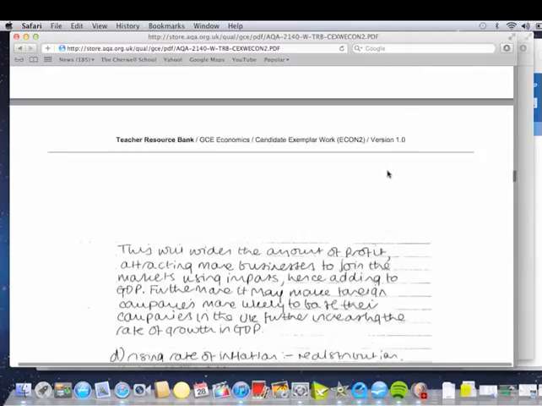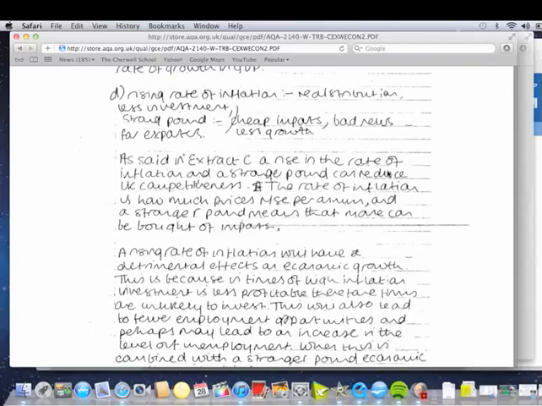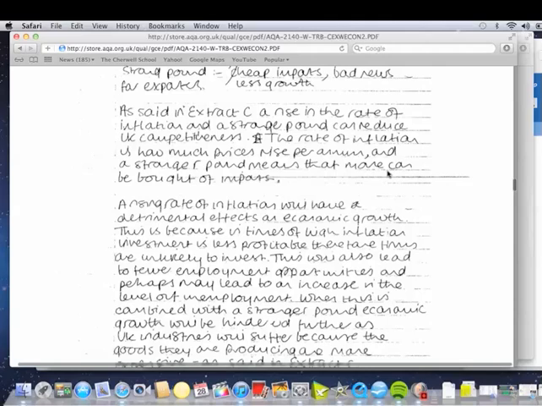Okay. So, right, okay, so they've tried to, it looks like, rising rate of inflation. No, this is just a plan, isn't it? It would be nice if they may put a clear line through that. That's not a clear start. Okay, they repeated the start. Rate of inflation is how much prices per annum. Is that really the definition of inflation? And a stronger pound means that more can be bought of imports. Again, is that really the case? Is that being clear? Do you understand what they're saying there?